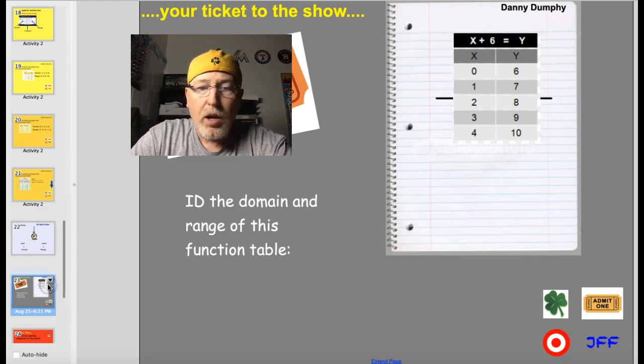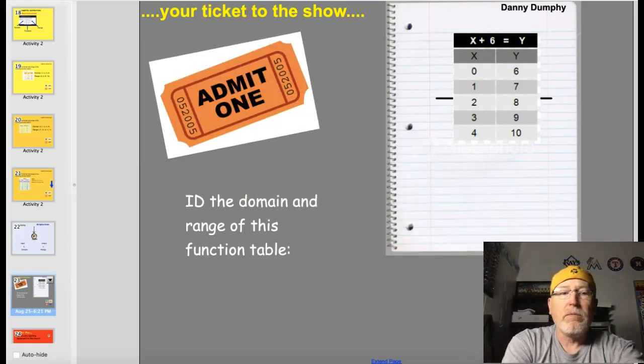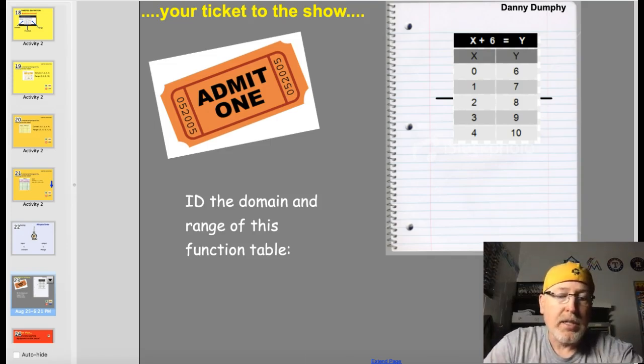All right, here we go. Here's the function table. Identify the domain and range on this bad boy. That's all you've got for your ticket tonight. Very simple.